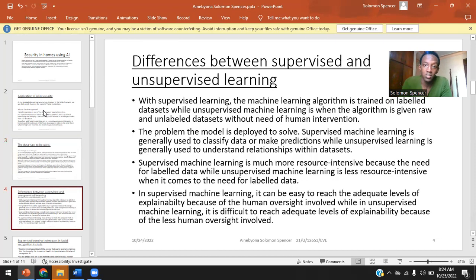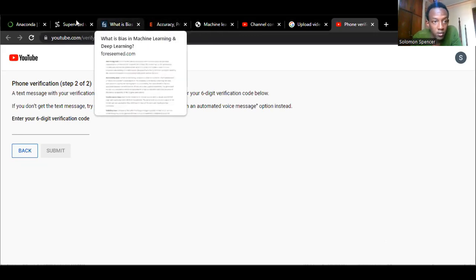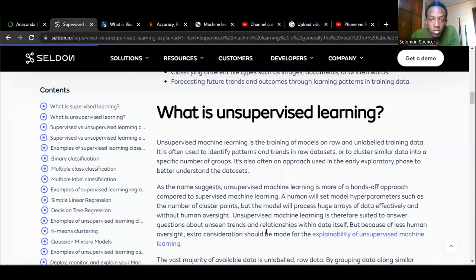And we're going to see this. Maybe let me first talk about both supervised and unsupervised. So, what is supervised and unsupervised learning? Unsupervised learning is the training of data models on raw and unlabeled training data. It is often used to identify patterns and trends in raw data sets, or to cluster similar data into a specific number of groups.